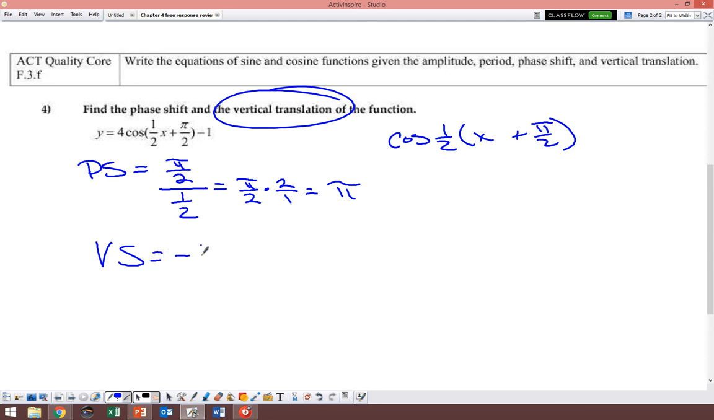Alright, vertical translation. -1. Vertical shift, -1. So, what is that vertical shift doing? Up or down? Down. Down 1. Don't say down -1, because that's a double negative, and two negatives equal a positive.